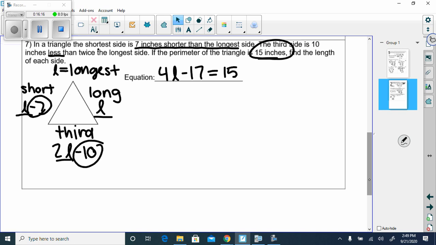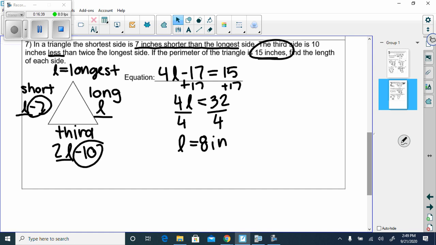So what would I do first? Okay, so I'll have 4L equals 32. You divide by 4. And we get that L is 8. Okay. But they didn't ask that, right? They asked for every single side.